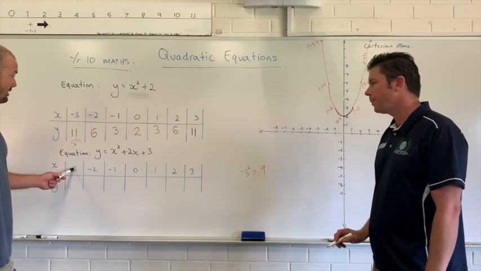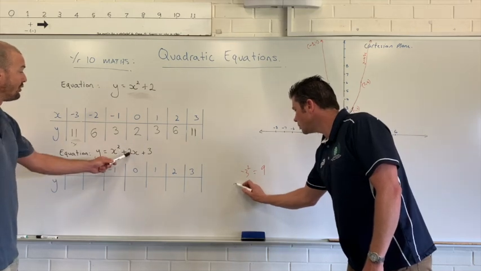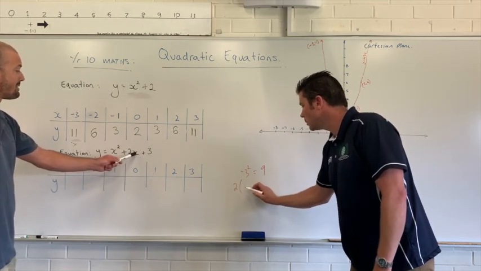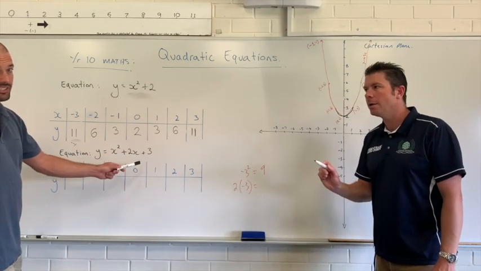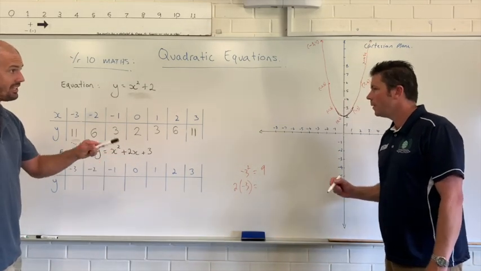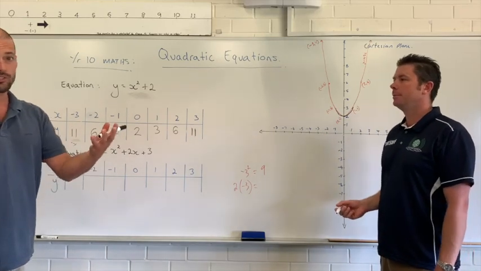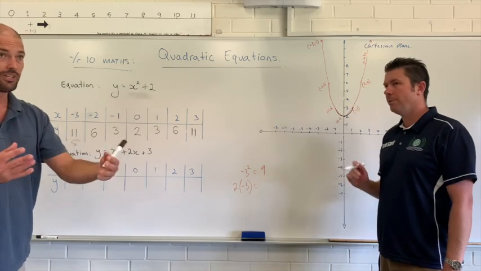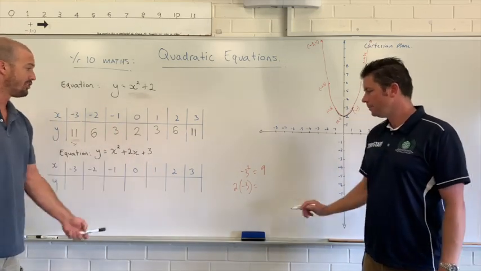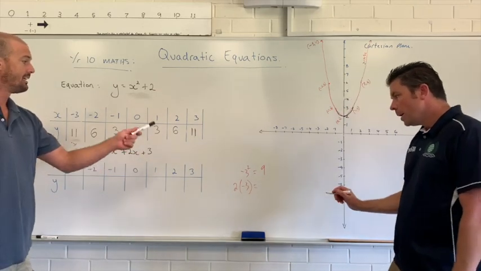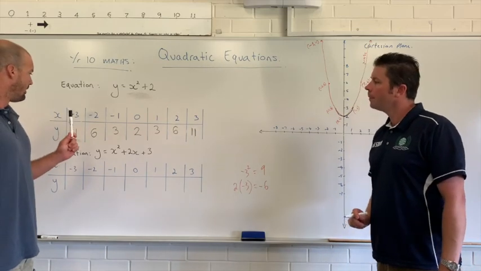So we've got 9. Now this is 2 times whatever x is, so 2 times -3. This is a positive times a negative, and a positive times a negative is a negative. When there are two of the same sign, the answer is positive, but when they are two different ones, it's a negative answer. So 2 times negative 3 is negative 6. Plus 3.